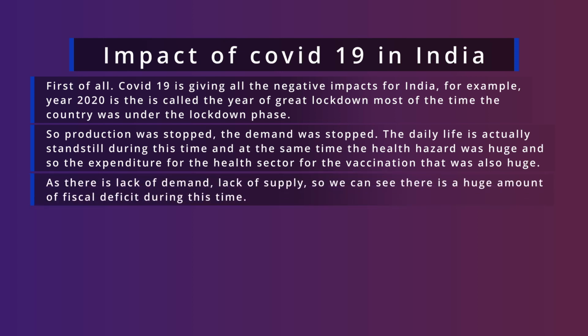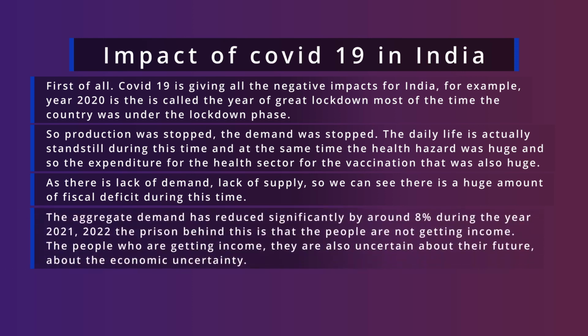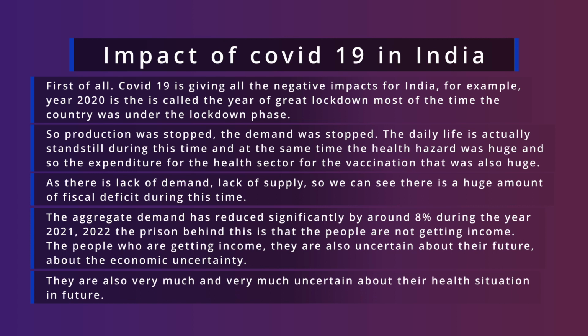And so the expenditure for the health sector, for the vaccination, was also huge. As there is lack of demand and lack of supply, we can see a huge fiscal deficit during this time. The aggregate demand reduced significantly, by around 8% during the year 21-22. Why? The reason is that people are not getting income. The people who are getting income are also very uncertain about their future, about the economic uncertainty, and also very uncertain about their health situation in future. Because of all this uncertainty, people have reduced their demand significantly.